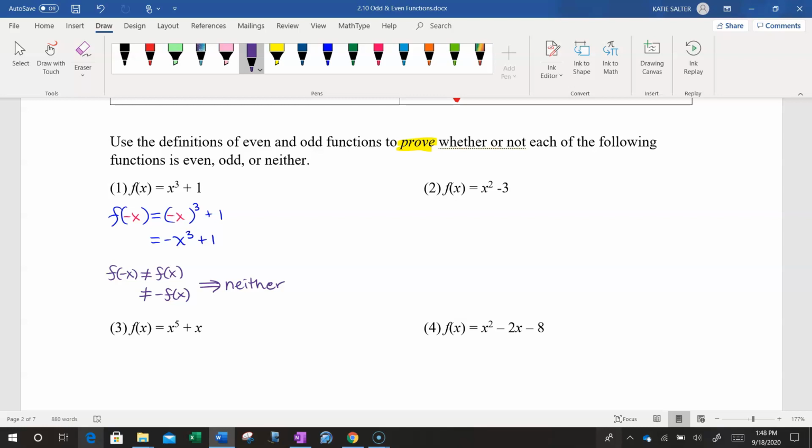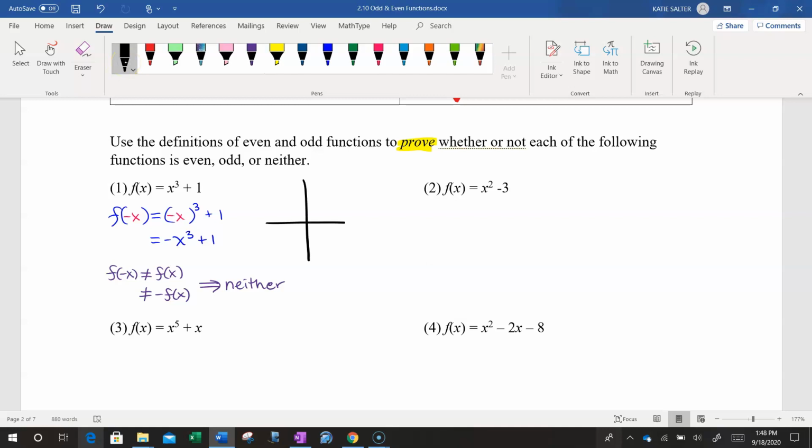In the first case, when we do that, we notice that we get negative x cubed plus 1. Well, it didn't come out to be the same function, so it's not an even function, and it didn't come out to be the exact opposite of the function, so it's not an odd function. So in this case, this one is neither.